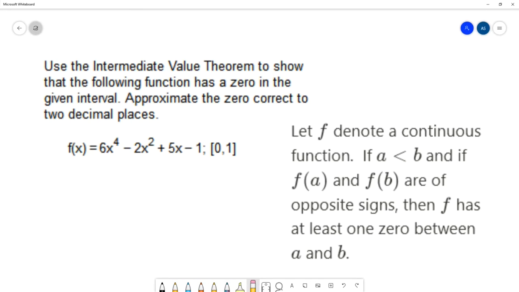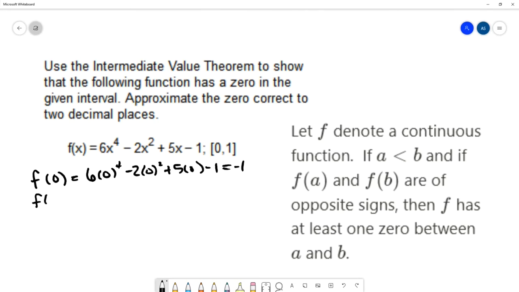So in order for us to show that the function has a 0 in this interval, we need to test the y values. F of a and f of b are y values, and we need to see that they have opposite signs. So we need to calculate f of 0, and f of 0 would be 6 times 0 to the 4th minus 2 times 0 squared plus 5 times 0 minus 1. So that works out to be -1.